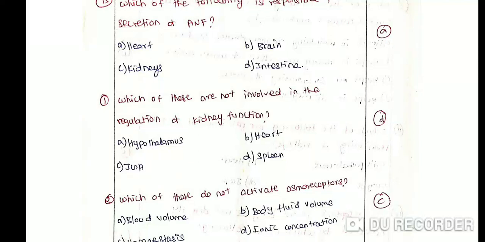Which of these are not involved in the regulation of kidney function? Option A, hypothalamus. Option B, heart. Option C, JGA. Option D, spleen. The correct answer is option D, spleen.